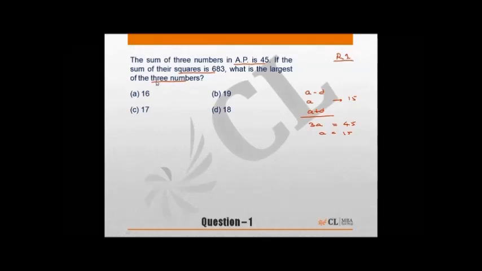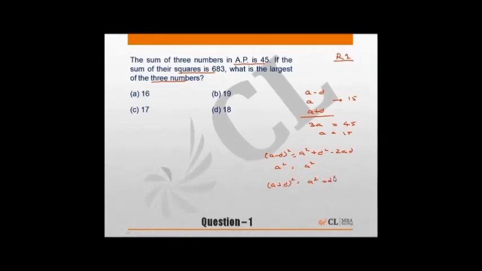The second condition is sum of squares is 683. So A minus D whole square will be A square plus D square minus 2AD. Middle term square will remain as A square only, and A plus D whole square will be A square plus D square plus 2AD. So when we add the 3, we should get a total of 683.